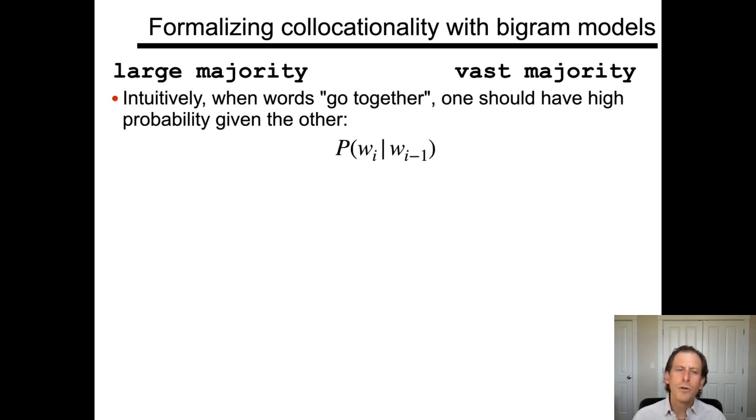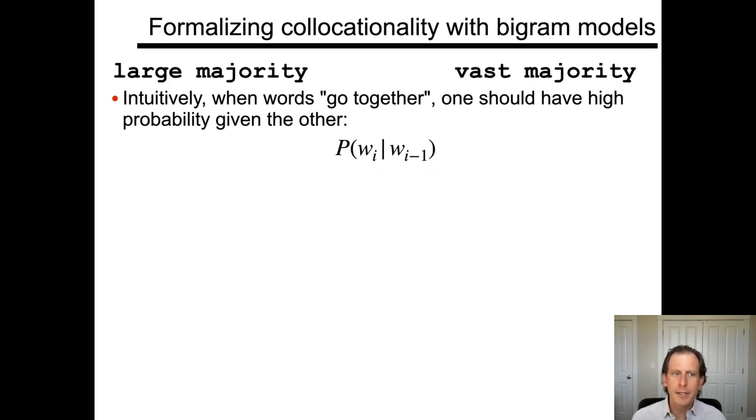Intuitively, if two words go together, then if you condition on one of them, the other one should have high probability. So if I do a left to right model, then given the first word, the probability of the second word should be high. And that should be a measure of collocationality. So that should hold when the words are collocational.